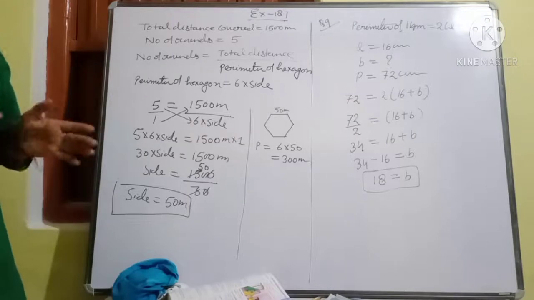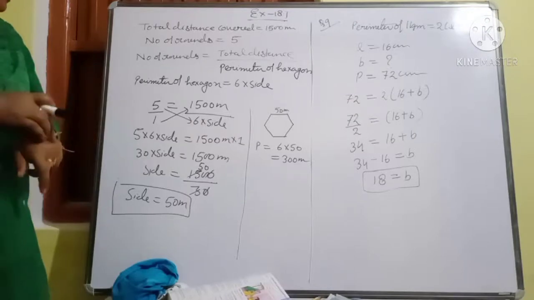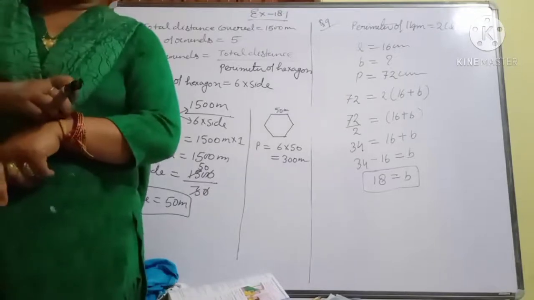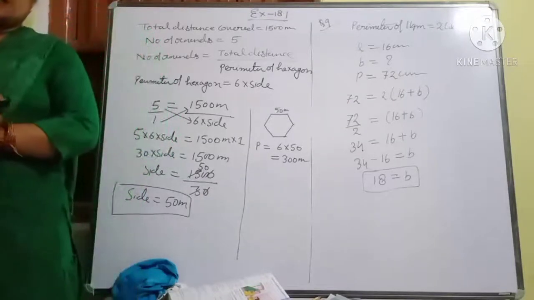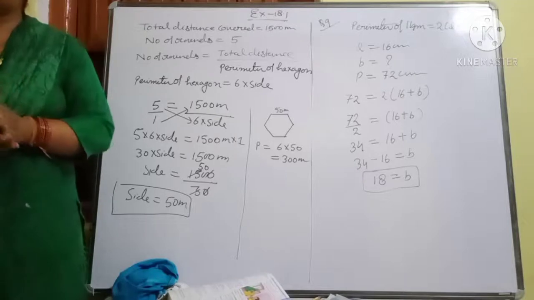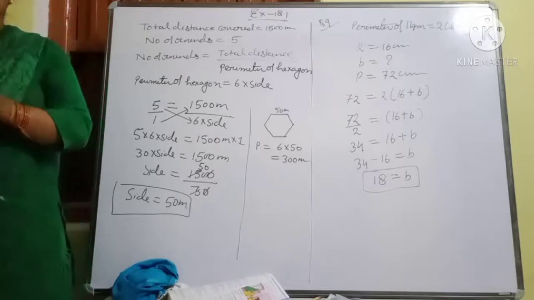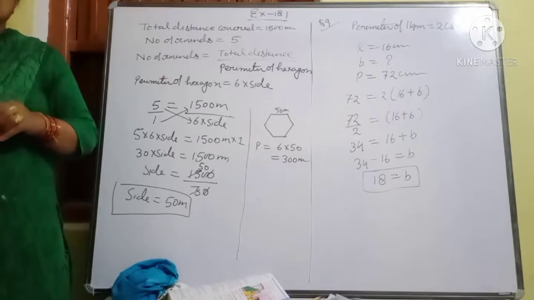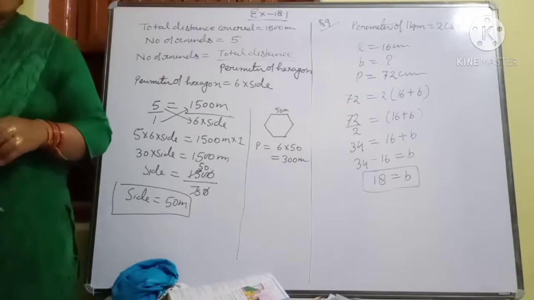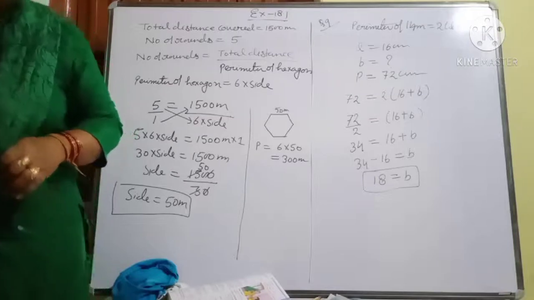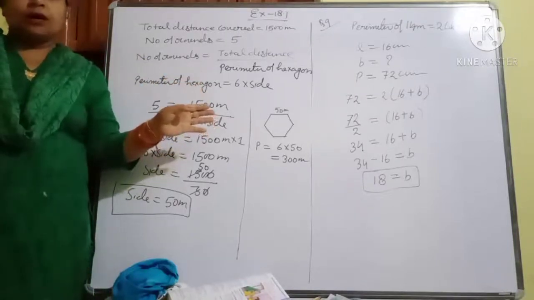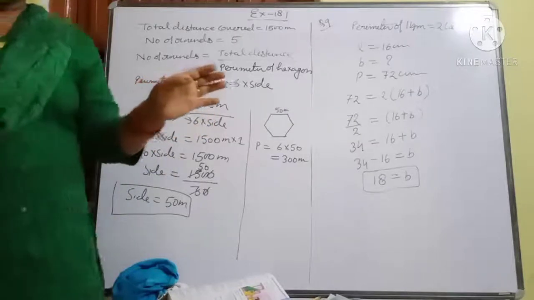So today, beta, we have completed exercise 18.1. In this exercise the questions were related to the perimeter. In the next part of the topic, when we come to exercise 18.2, at that time we will understand the area of these figures. Till then you just revise and understand exercise 18.1. Okay, till then thank you and have a good day to all of you.